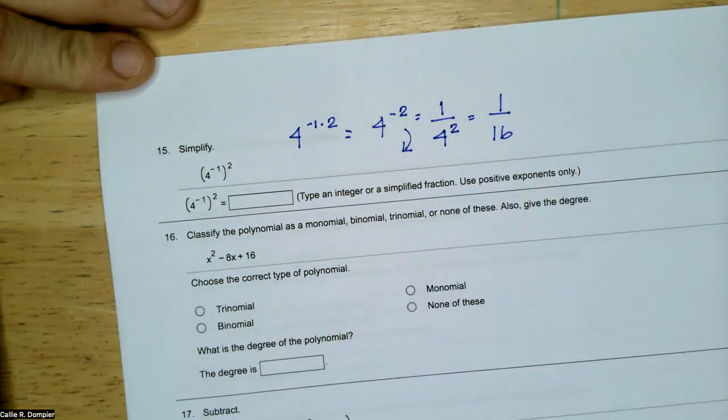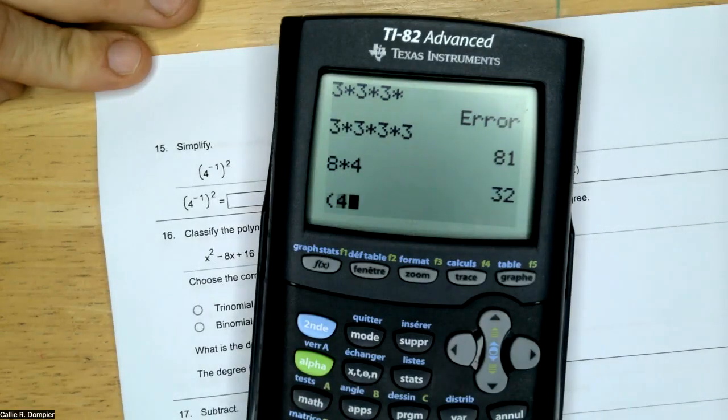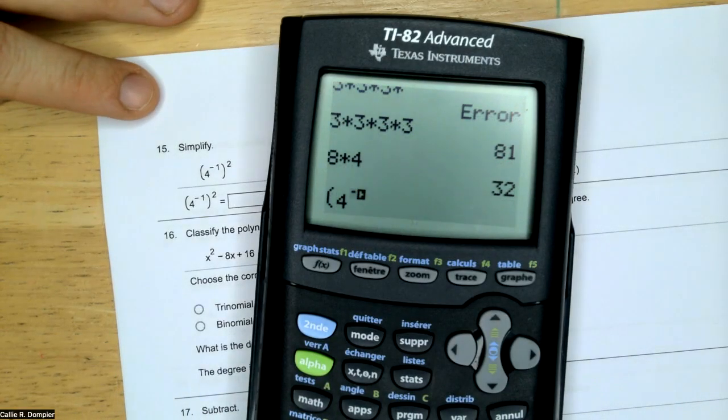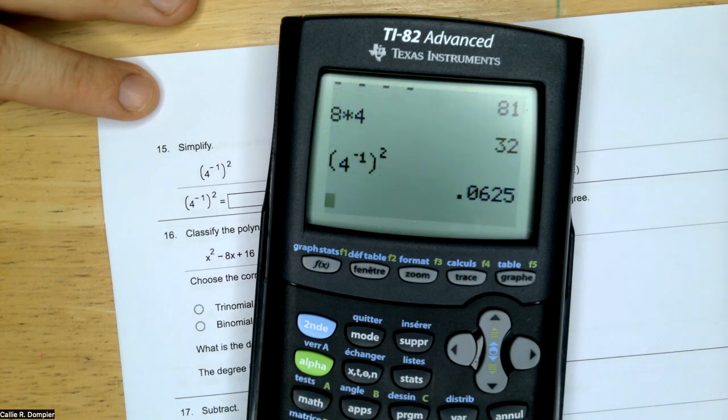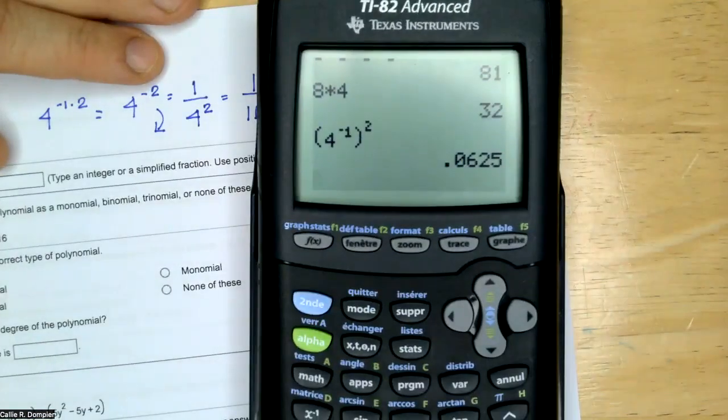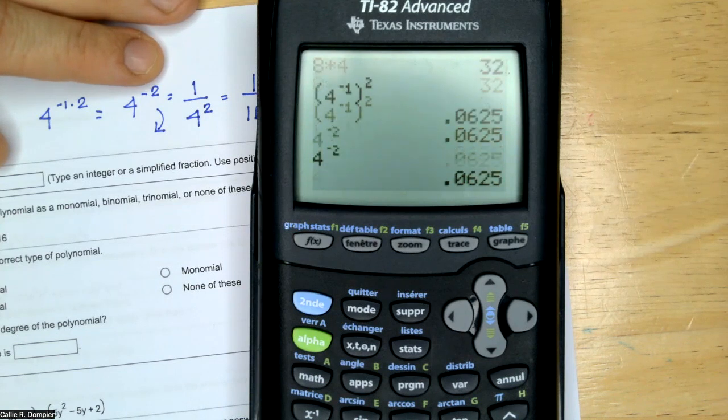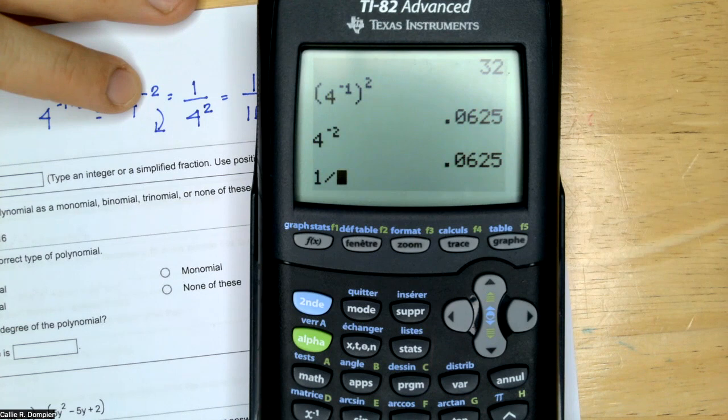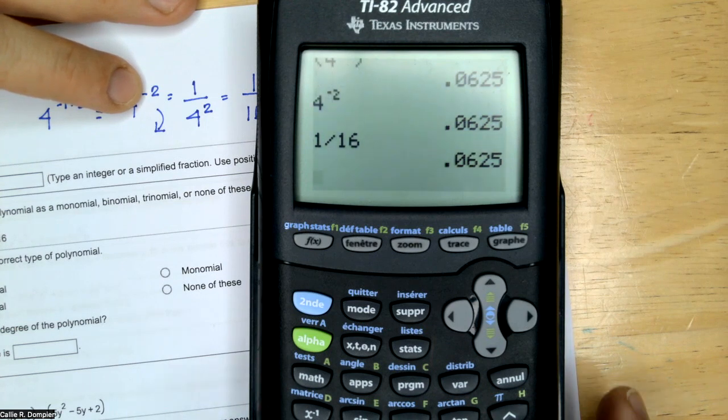Okay. You're welcome to put it in your calculator however you want. 4 to the power of negative 1, to the power of 2, or call it 4 to the power of negative 2, or call it 1 over 16. You should get the same answer, okay?